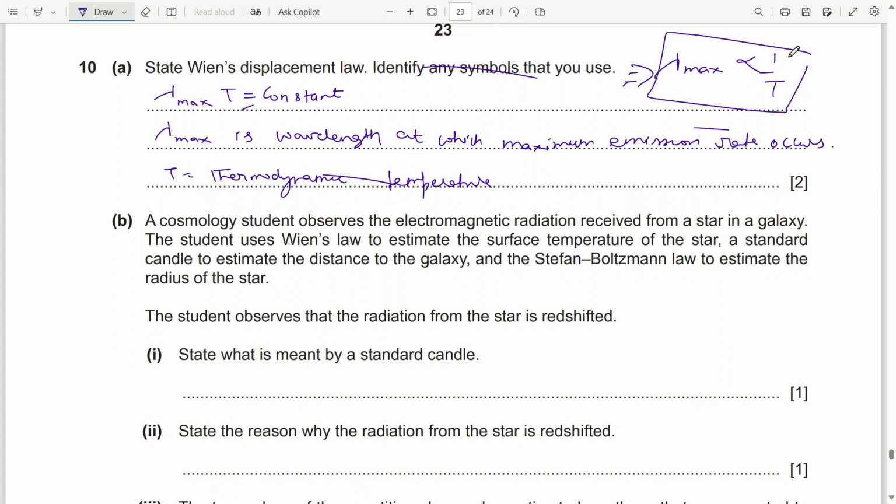B part. A cosmology student observed the electromagnetic radiation received from a star in a galaxy. The student uses Wien's law to estimate the surface temperature, a standard candle to estimate distance, and the Stefan Boltzmann law to estimate the radius. The student observed that the radiation from the star is redshifted. State what is meant by a standard candle. So a standard candle is an astronomical object of known luminosity.